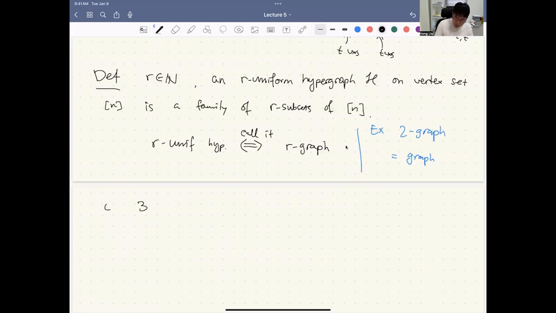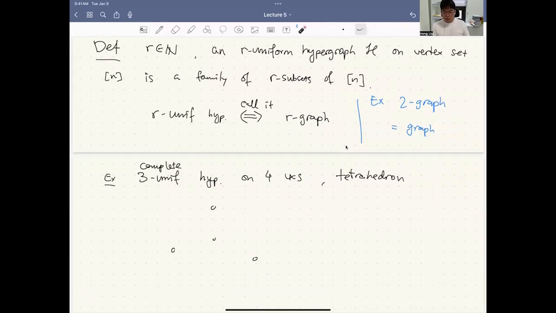So here's an example. Let's draw a 3-uniform hypergraph on four vertices. Actually, we're going to draw the complete 3-uniform hypergraph on four vertices, which is also called a tetrahedron. Okay, how does it look? You have four vertices, and all of its 3-subsets are edges. These subsets we call hyperedges. Sometimes I just call them edges without mentioning hyper.